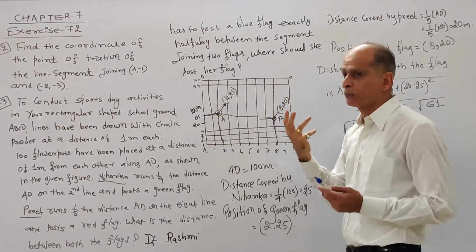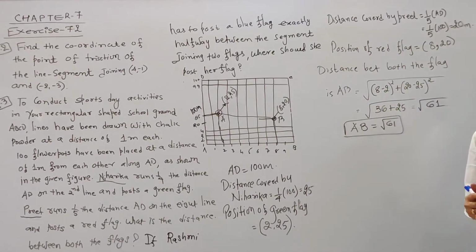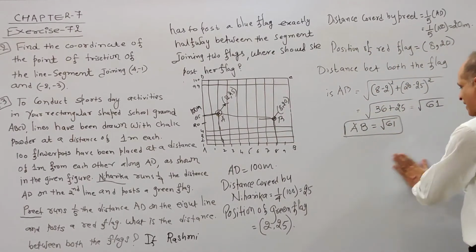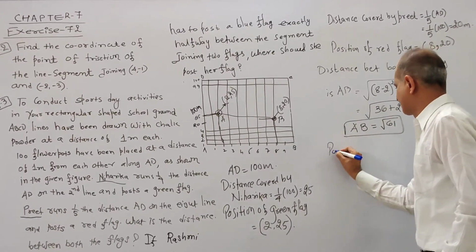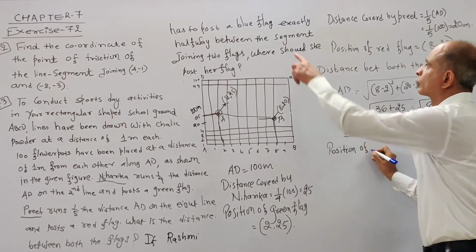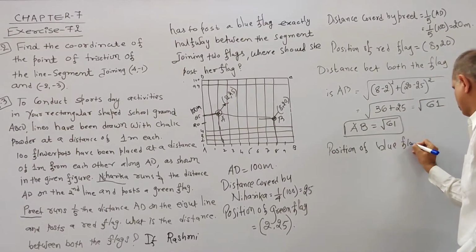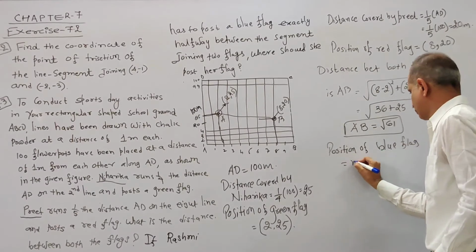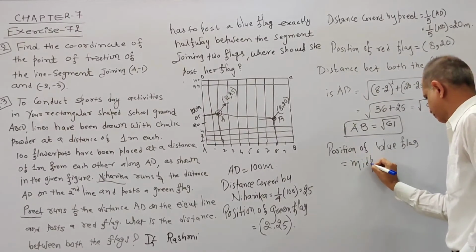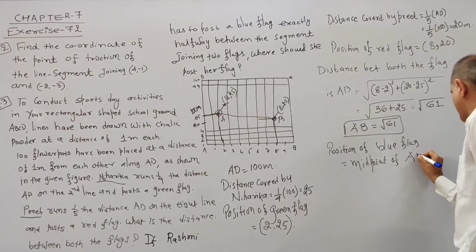Where should she post her flag? So obviously here you have to find out the midpoint of line segment AB. You can also write: position of blue flag is equal to midpoint of line segment AB.